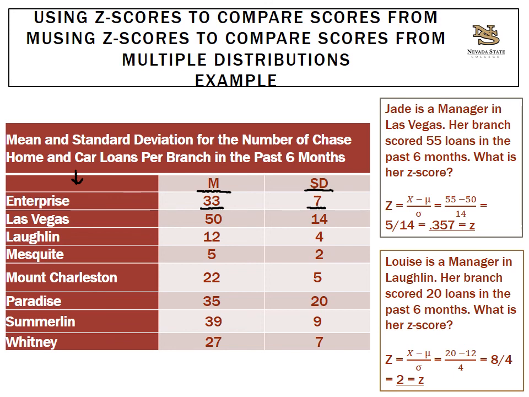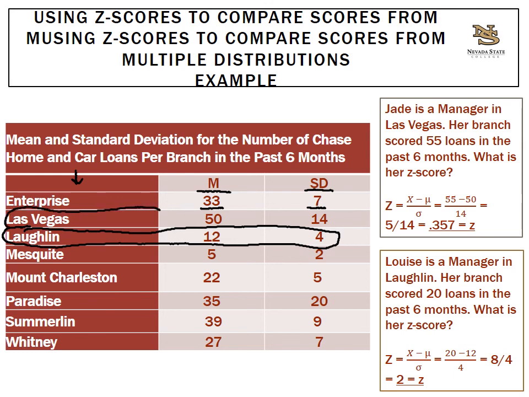A manager who put forth a ton of effort in Laughlin, right here, working really hard, trying to get people to get loans there, is really not going to stand a chance against a manager who put forth zero effort in Las Vegas, where there's a ton more people who could be potential loan getters, and they also have a higher median income. So to combat that problem, we're using those z-scores.